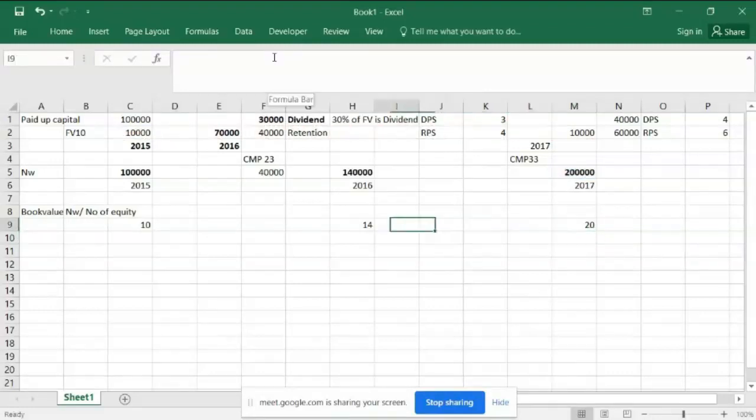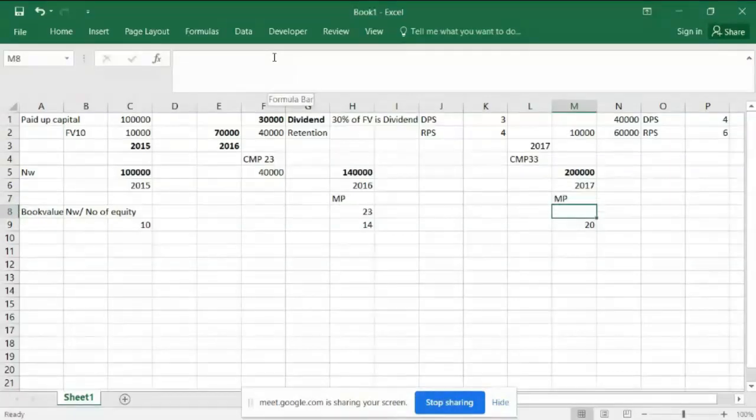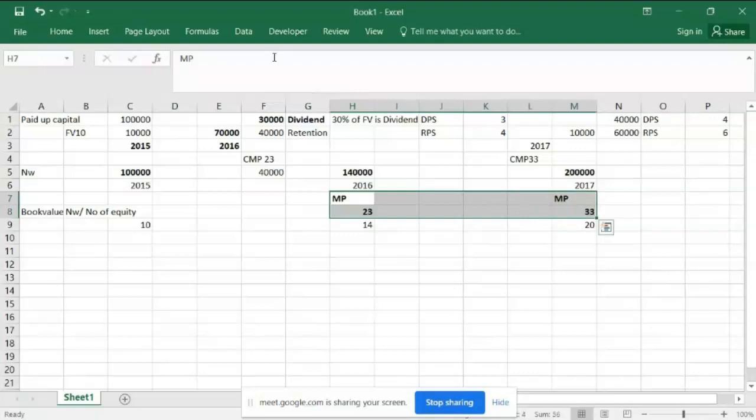So 20 rupees. So you know that the market price during the period 2016 is 23 rupees. Here you can take the market price during the year 2017, it is 33 rupees. So it is purely based on the market condition. The market price is purely based on the market condition, in which the price the investor is ready to buy and sell the securities in the market. On that basis the market price is determined.